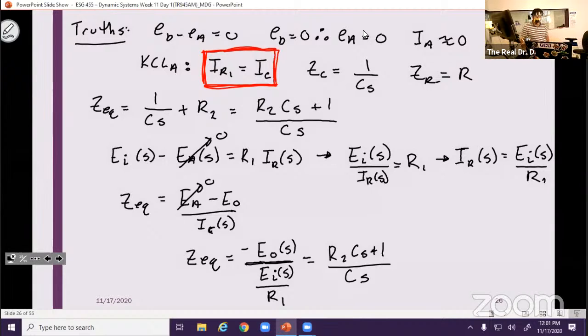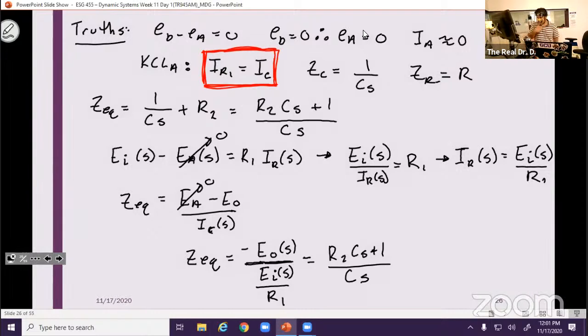Everybody cool so far? We good, aside from my giant algebra mistake at the beginning. Because now look, we already have E out over E in, which is what we need, right? We just need to multiply both sides by -1 to get rid of the negative. And we need to divide by 1 over R.